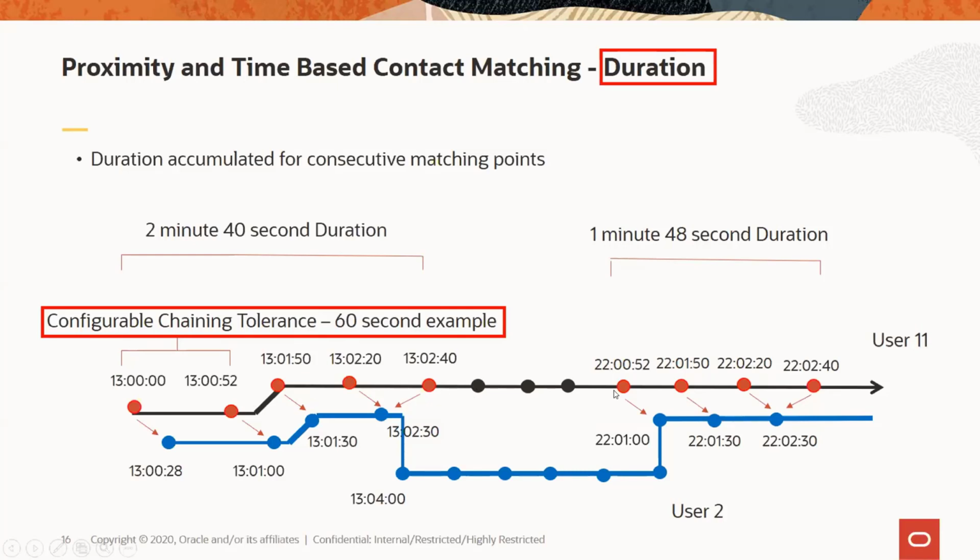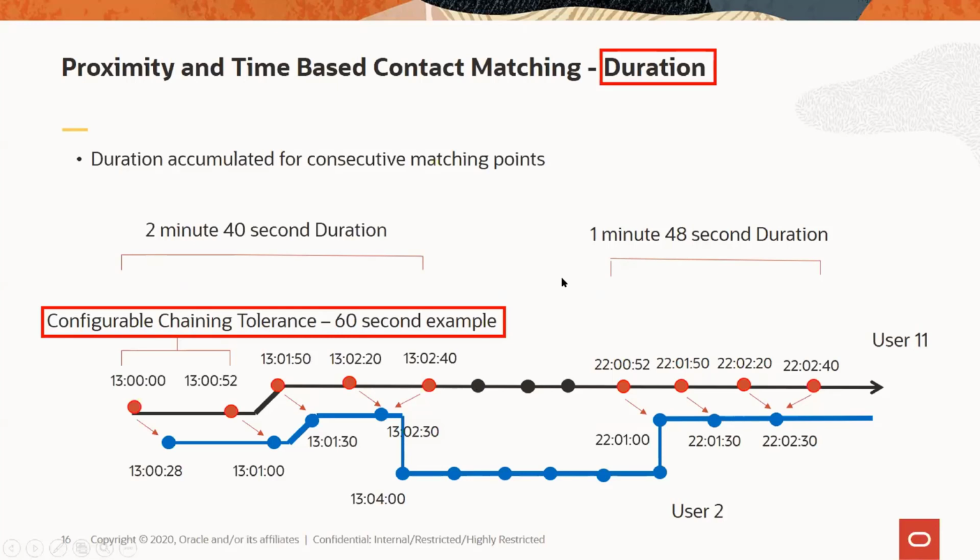The next match point is 9 hours away, way more than 60 seconds, so don't accumulate that as a duration. So I have two different chains, one which accumulated a 2 minute and 40-second duration, another one which accumulated a 1 minute and 48-second duration.